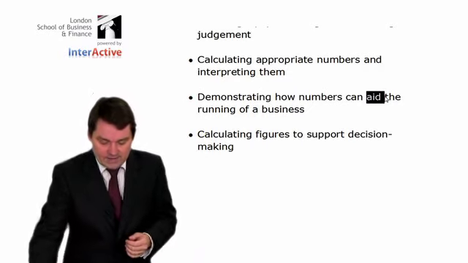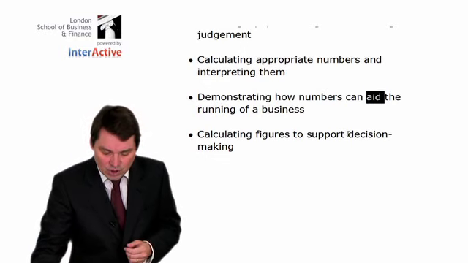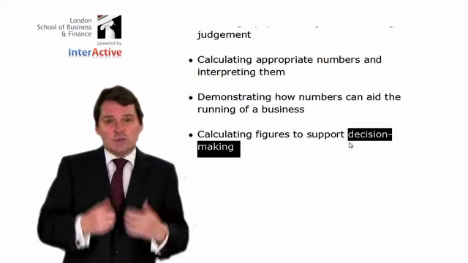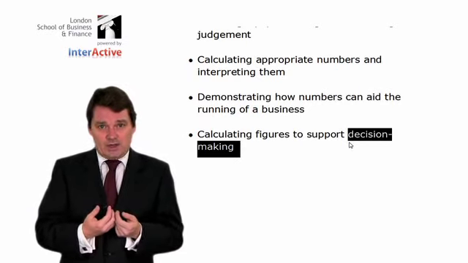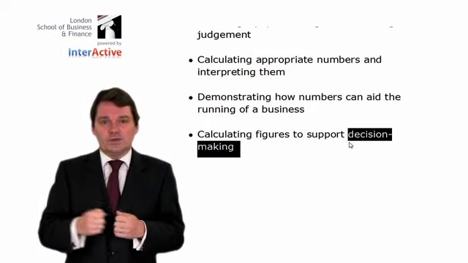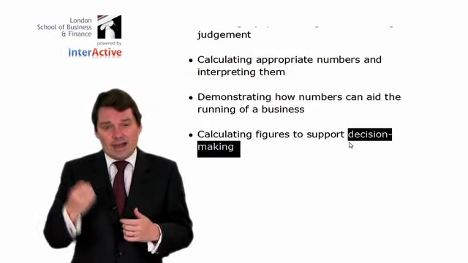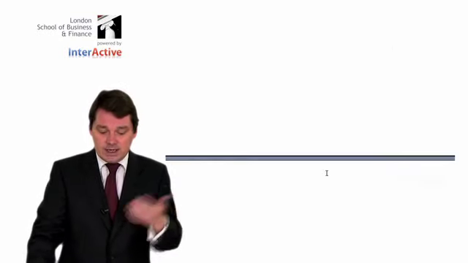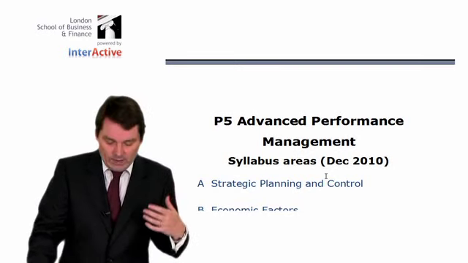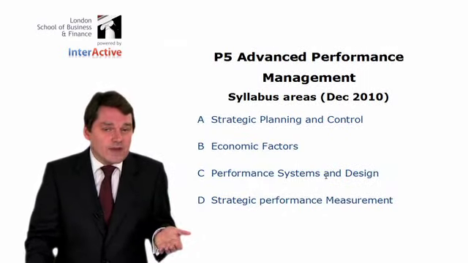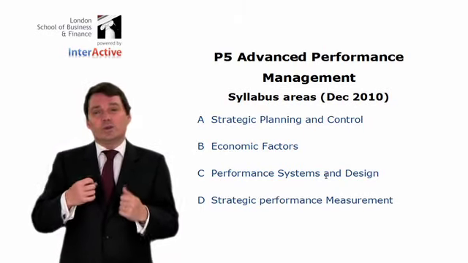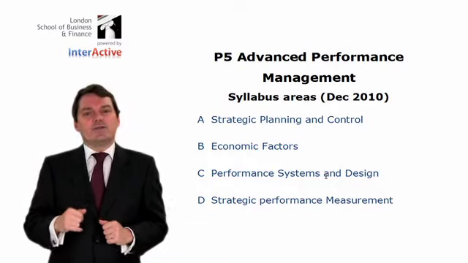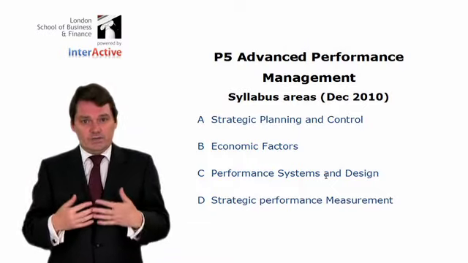And the final thing you can see there, calculating figures to support decision making. One of the big things we have to do if we're looking at strategy is to decide what to do next. And numbers will help us to do that. We will have to calculate things such as net present values. We will have to calculate things like return on investment. So we will need those in order to say that's a good idea and that one isn't. So those are the main areas that we cover in the P5 exam.